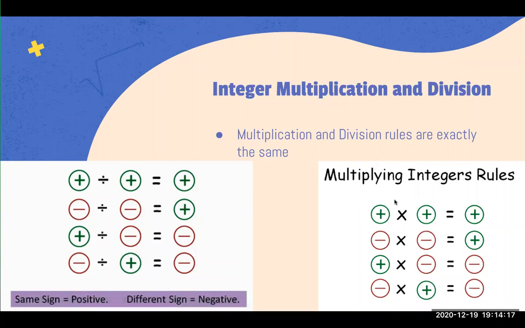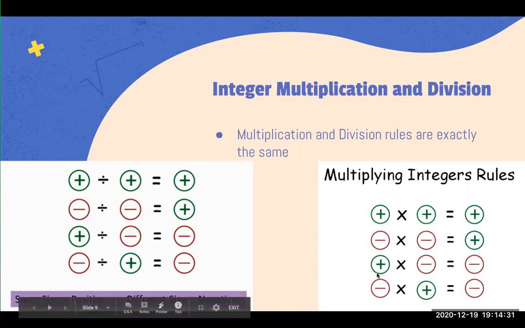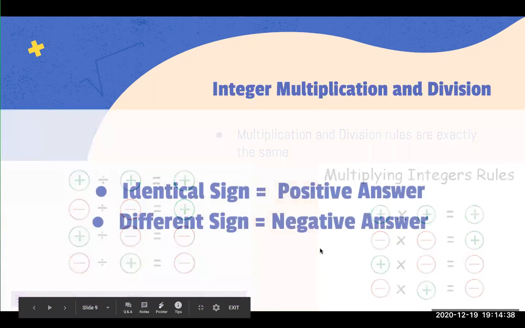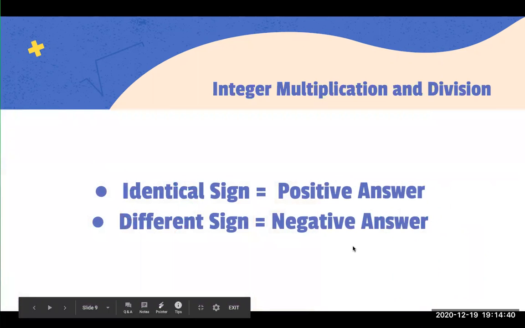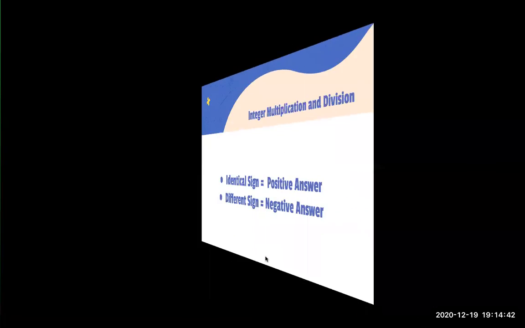And multiplying is also the exact same thing as division, except you're multiplying. So let's say that this is 6 and this is 2. 6 times 2 is 12. Negative 6 times negative 2 is also 12. 6 times negative 2 is negative 12. And so on and so on. Identical sign equals positive answer, different sign equals negative answer.